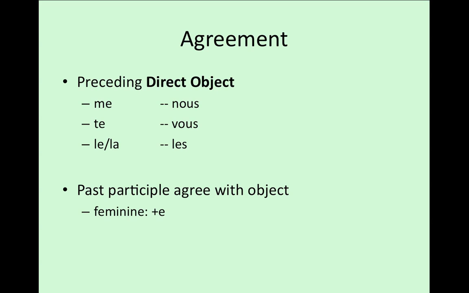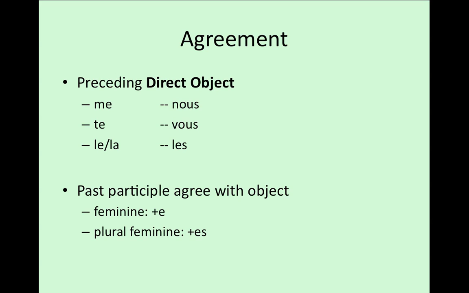That means if it's feminine, you add an E. If the object is plural and feminine, an ES. Plural and masculine, you add an S. And as always, if it is singular and masculine, you leave that past participle alone.